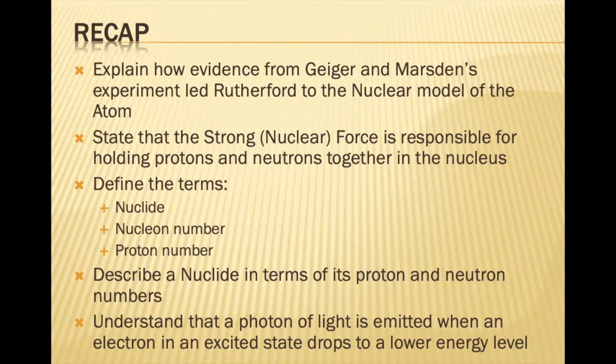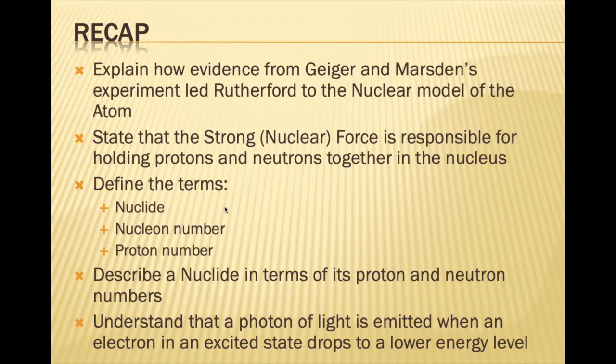So just to recap, the first thing we looked at last lesson was evidence from Geiger and Marsden's experiment on alpha scattering and how that led Rutherford to come up with the nuclear model of the atom. And we also looked at some of the problems with that, including the idea that we needed another force in order to explain how protons can stay together in the nucleus. And that is called the strong nuclear force, sometimes just referred to as the strong force. And that not only holds protons, but also neutrons together in the nucleus.